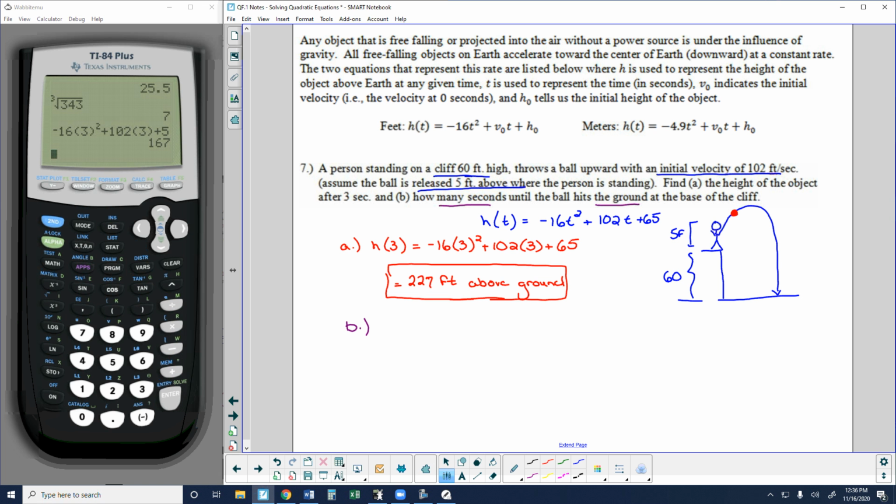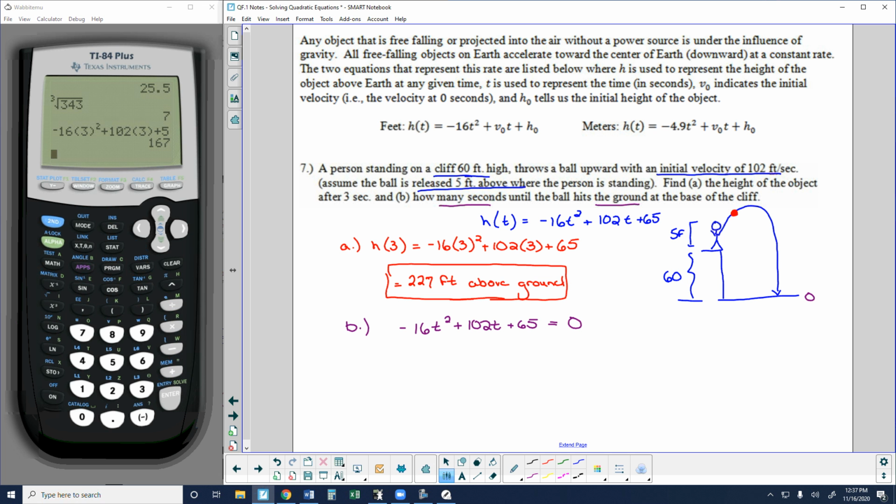That is also going to change what I was going to do for B, but it's something we can still work with. So let's go back to part B, where we want to find how many seconds until the ball hits the ground. So we need to solve for t. Now the ground would be a height of 0. So h of t is going to equal 0, or essentially negative 16t squared plus 102t plus 65 equals 0.